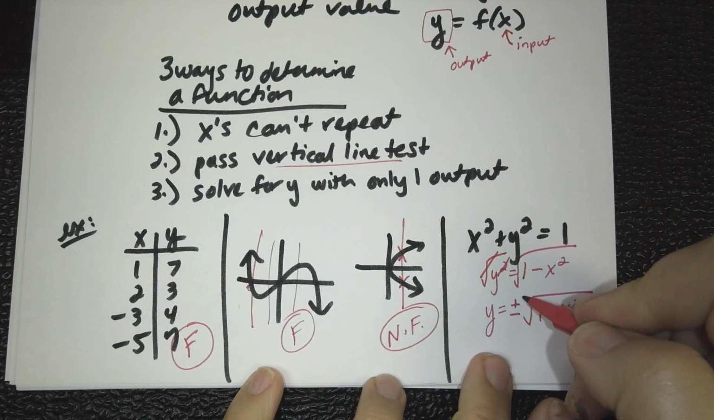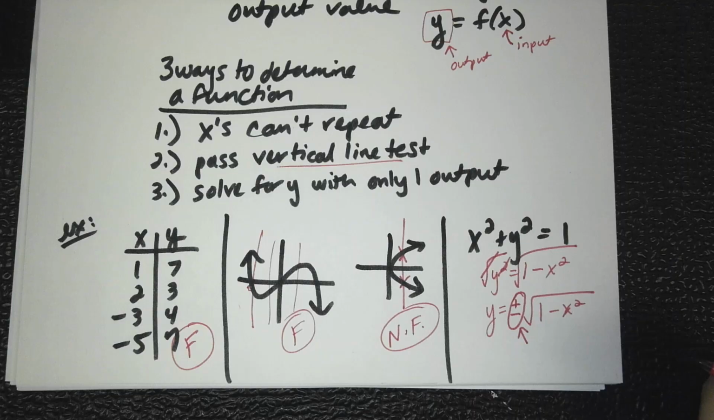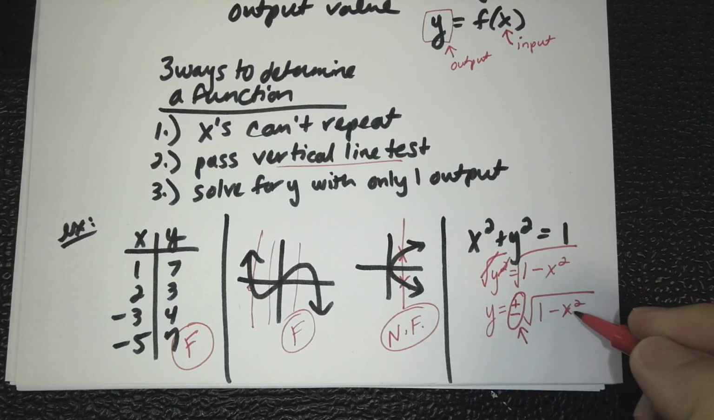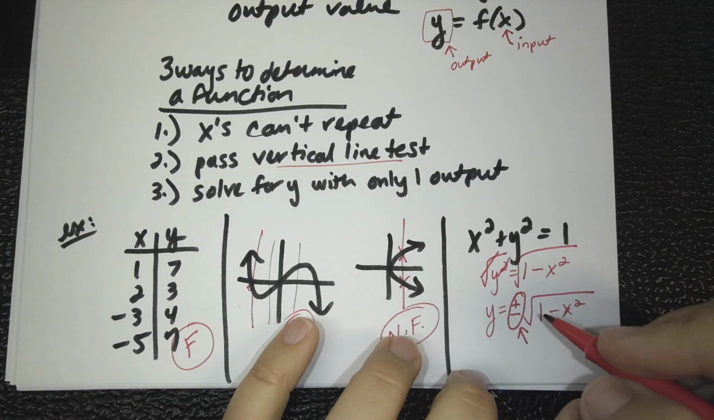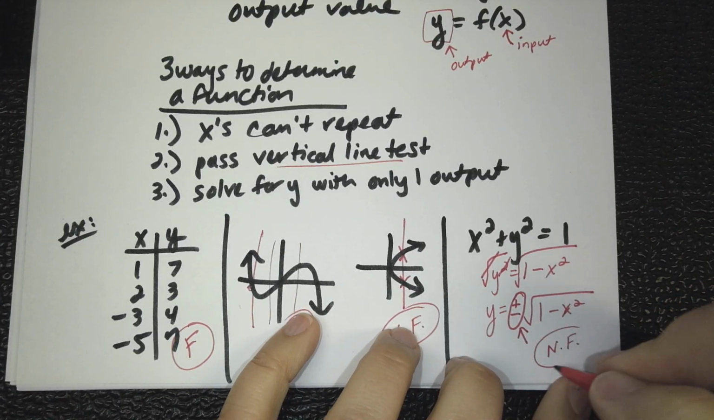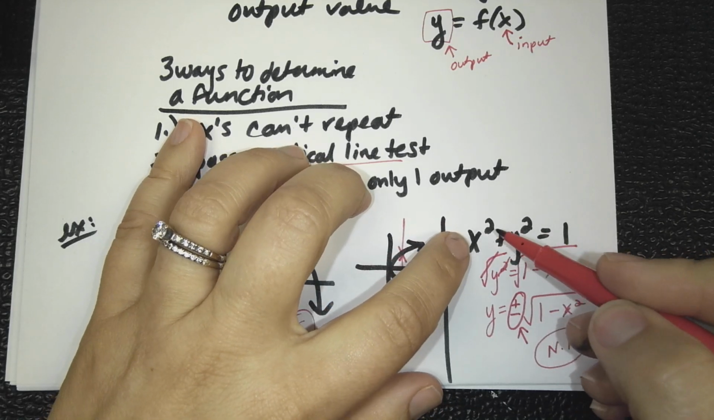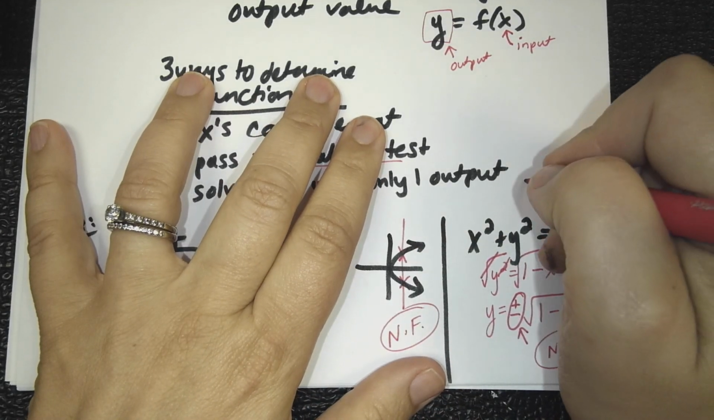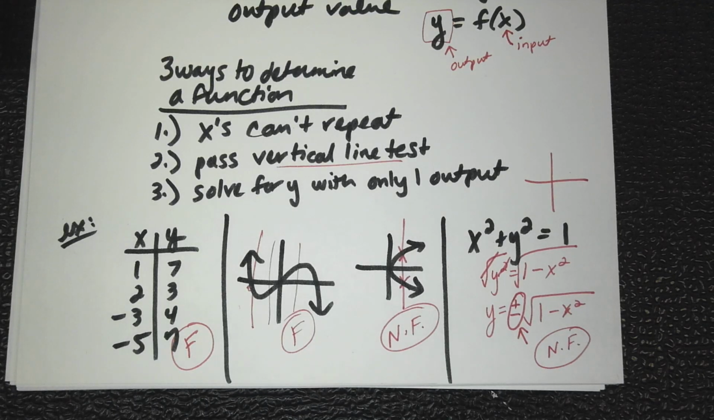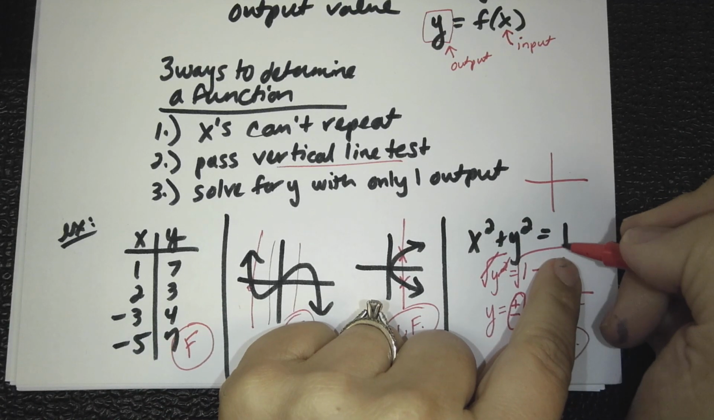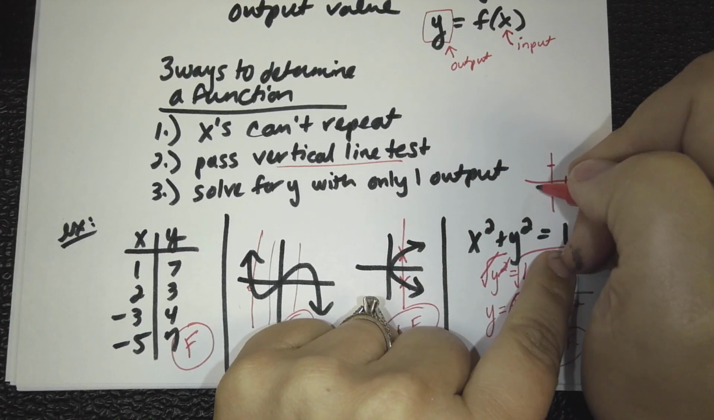Now, what does that mean? Well, see this right here? That now means you have 2 outputs, that your x's are repeating. If you put an x in here, like 4, you would have 2 different y values now. So this is not a function. And again, for those who don't know, you should know what this picture looks like. x squared plus y squared equals 1 is actually a circle. Anything with x squared plus y squared makes a circle. And this is your radius. This is your radius squared, so it has a radius of 1.